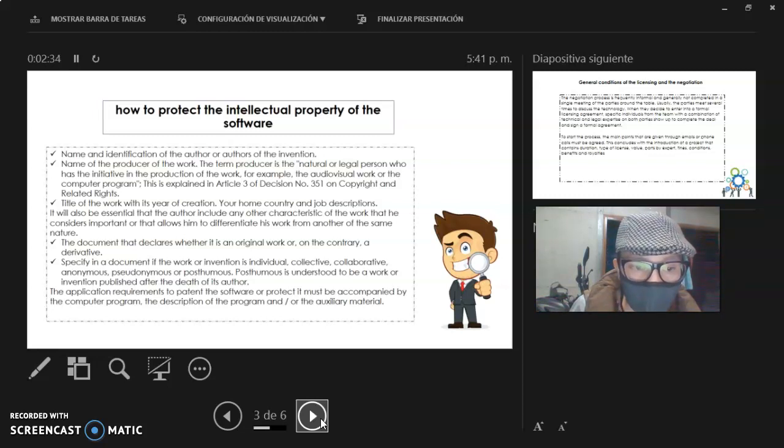Finally, specify in a document whether the work is individual or collective, collaborative, anonymous, pseudonymous, or posthumous, understood to be a work or invention published after the death of its author.